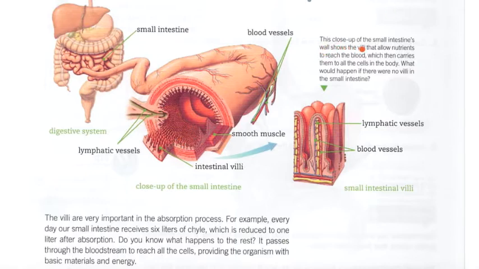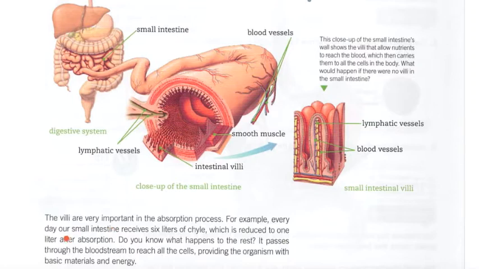And this close-up of the small intestine's wall shows the villi that allow nutrients to reach the blood, which then carries them to all the cells in the body. What would happen if there were no villi in the small intestine? These are the villi, small hairs that help absorption, and they have blood vessels inside them. The villi are very important in the absorption process.